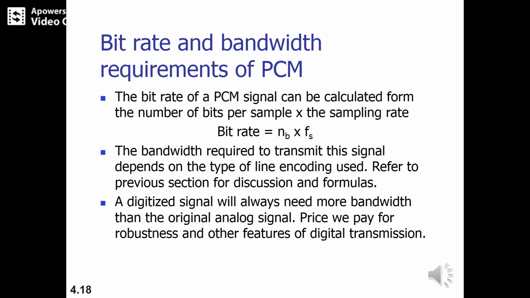Bitrate and bandwidth requirements of PCM. The bitrate we can compute as NB into Fs. The bandwidth required to transmit this signal depends on the type of encoding used. So depending upon what kind of line encoding technology we are using, we have to set the bitrate. Refer to the previous section for the formulas. The digitized signal will always need more bandwidth than the original analog signal.